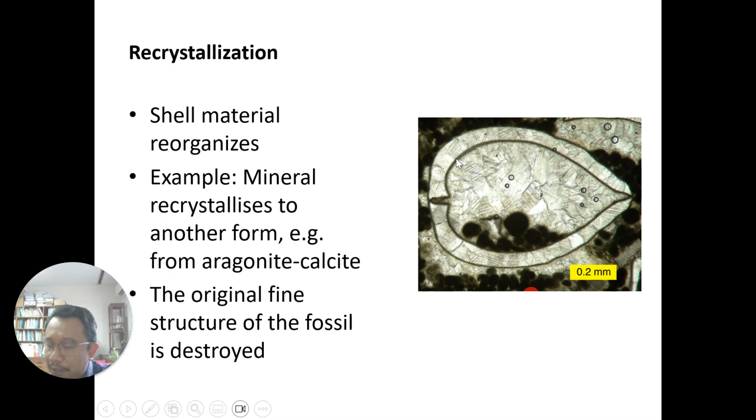So this is recrystallization. Now the thing about recrystallization is that it doesn't preserve the finer features because all that has been rearranged, right? So you don't really see the finer anatomy. Maybe you have laminae here, the growth lines, and they are not preserved. So it's a very crude form of fossilization. The original fine structure of this fossil is destroyed.